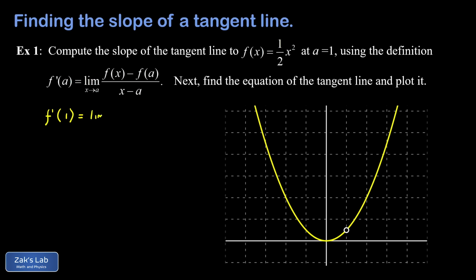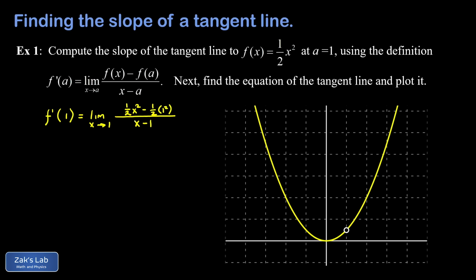This is going to be the limit as x goes to 1. So we're just replacing all the a's with 1s here, of f of x. Well, that's 1 half x squared minus f of a, but a is equal to 1. So I have a 1 half times 1 squared. And then in my denominator, I have an x minus 1.